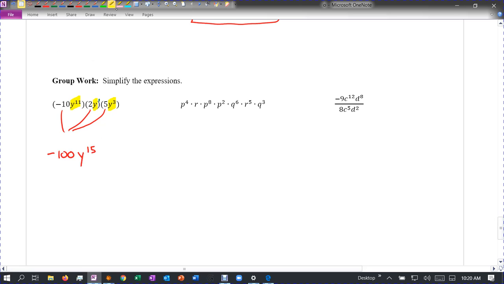All right, next one. Let's see, we got p here, p here, p here. I'm trying to find all the ones with common bases. Okay, so those are my p's. R's, I have an r here. And then q's, I've got a q here and a q here. So taking care of the p's first, adding all the exponents, we should get p to the 14th. R, remember that's r to the 1st power, so add that to 5, we get 6. And then the q's, 6 plus 3 is 9. There we go.